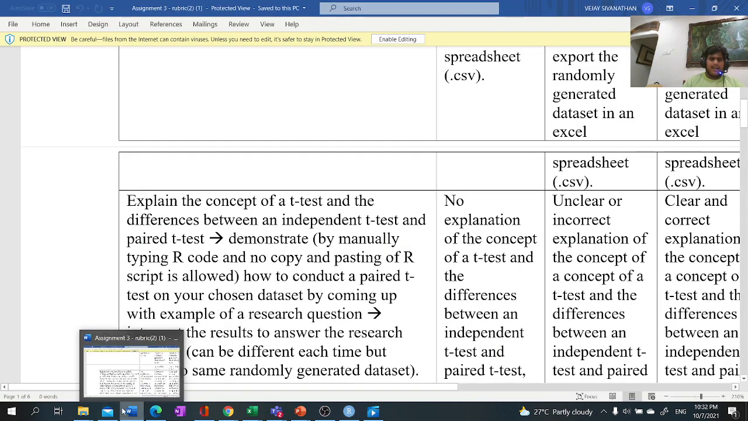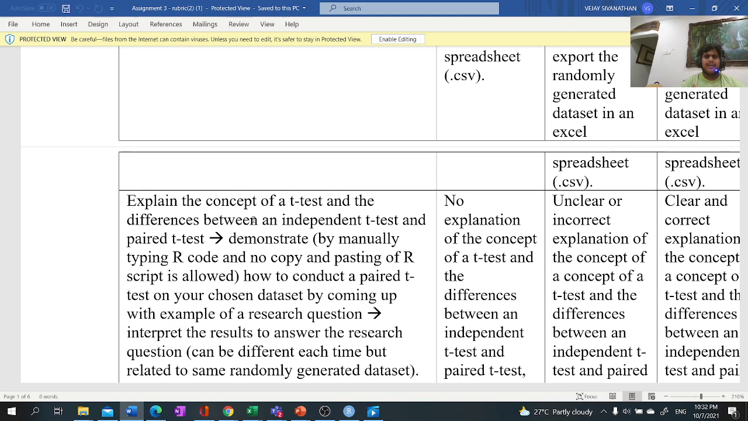Therefore, I can conclude from this part that I have explained the concepts of t-tests as well as the differences between the independent t-test and paired t-test, and I have shown you how to conduct a paired t-test based on my dataset as well as my research question. Now moving on to the fourth part.